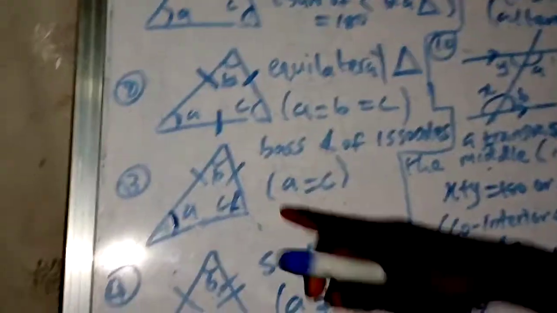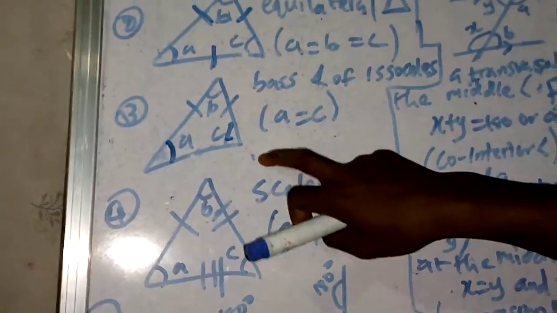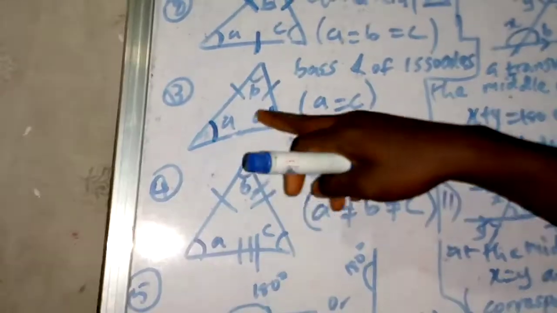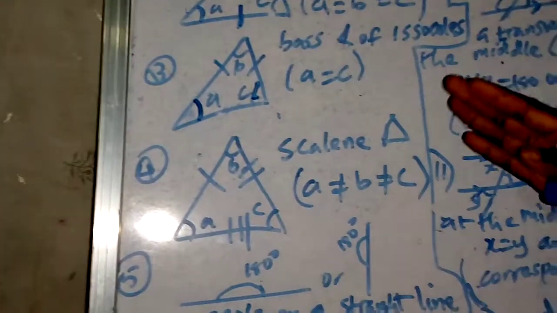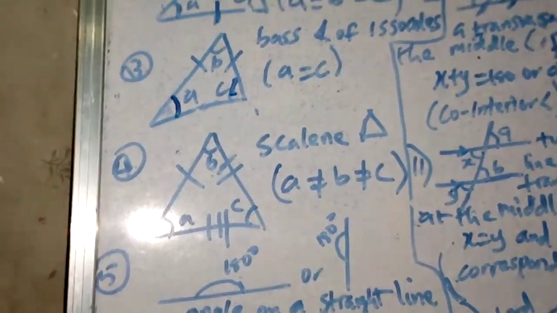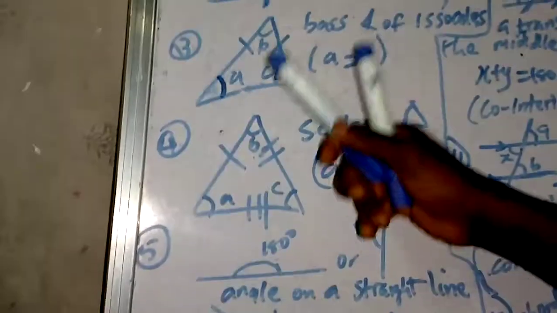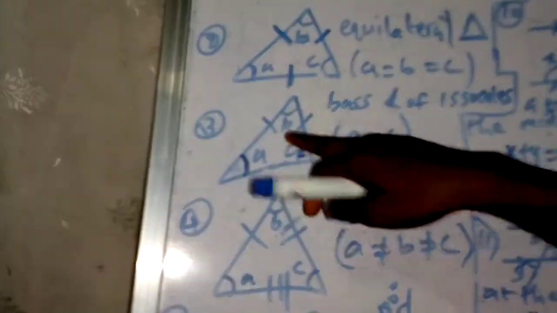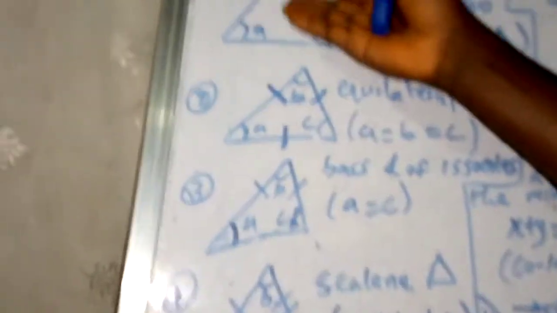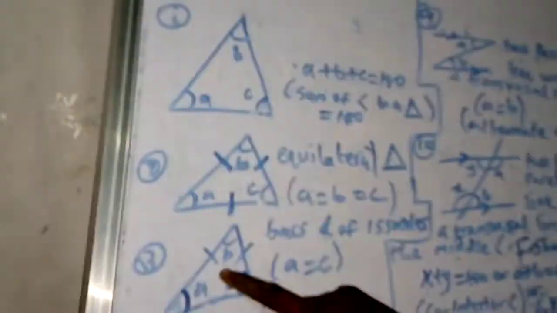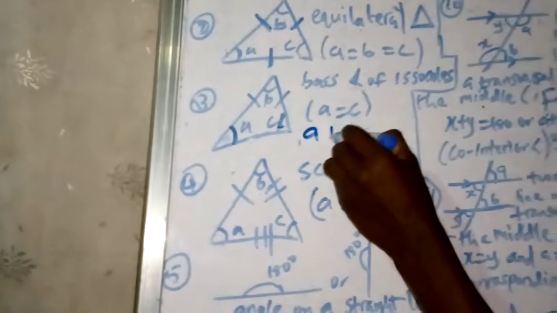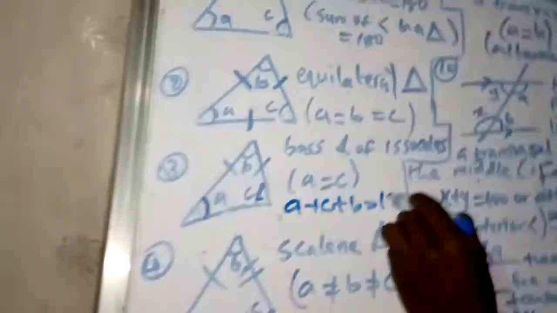Now to the third rule, A equals C only. The reason is base angles of an isosceles triangle; when you see this sign, it indicates that A equals C. Now for you to look for B, you must use the sum of angles in a triangle to calculate B. Since A equals C, A plus C plus B equals 180. That's the sum of angles in a triangle.